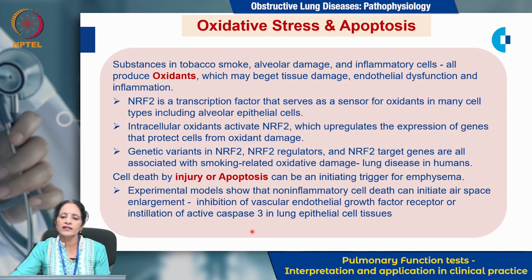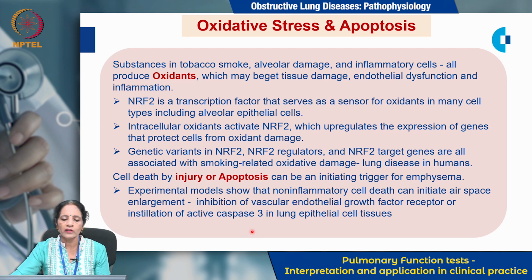Oxidative stress and apoptosis. Substances in tobacco smoke and along with alveolar damage and the presence of inflammatory cells, all these produce oxidants which may beget tissue damage, endothelial dysfunction and inflammation. The NRF2 is a transcription factor that serves as a sensor for oxidants in many cell types including alveolar epithelial cells.